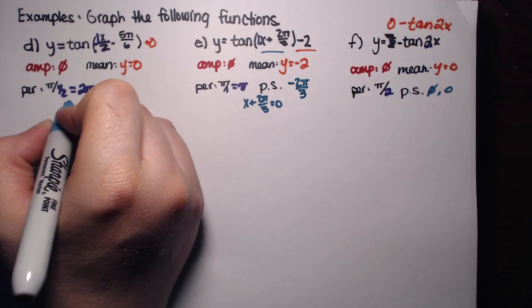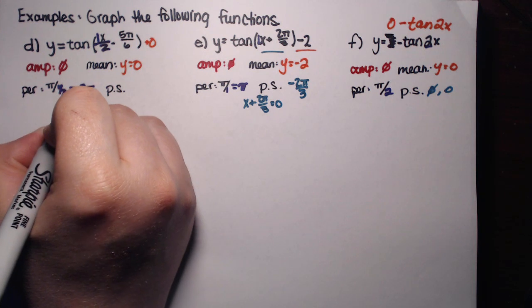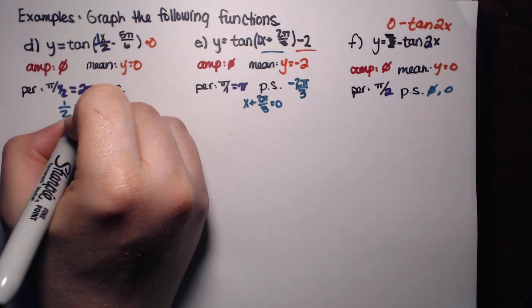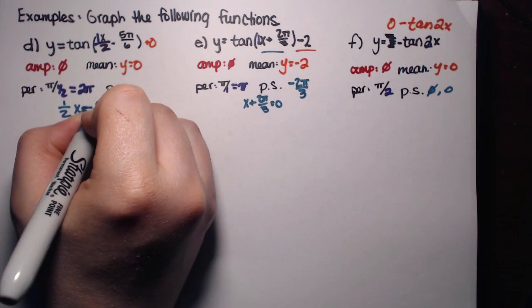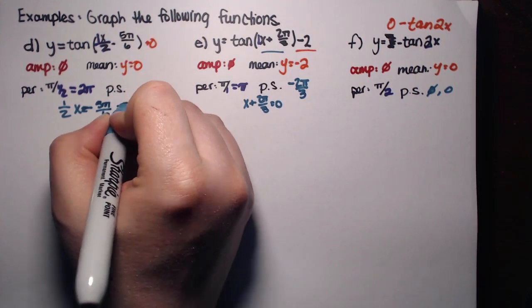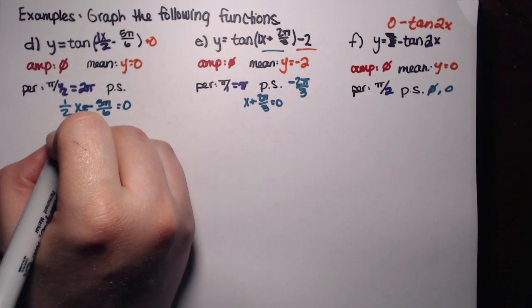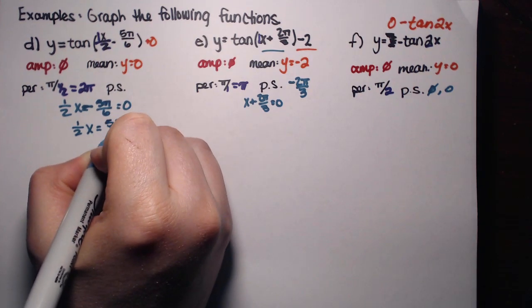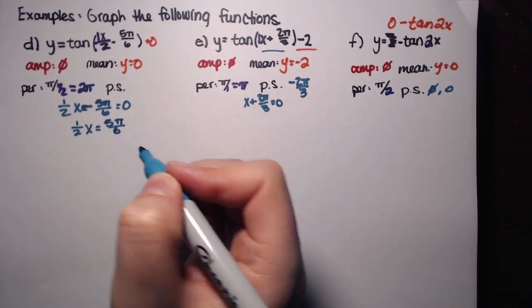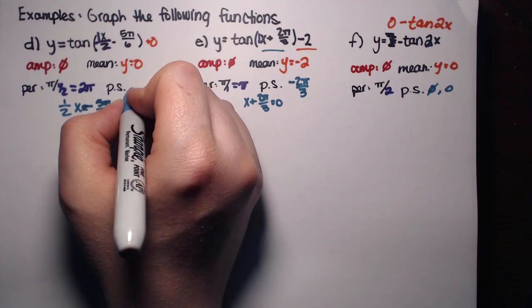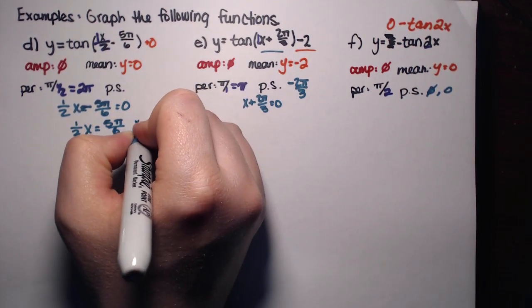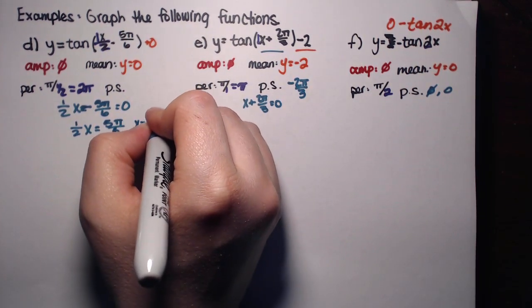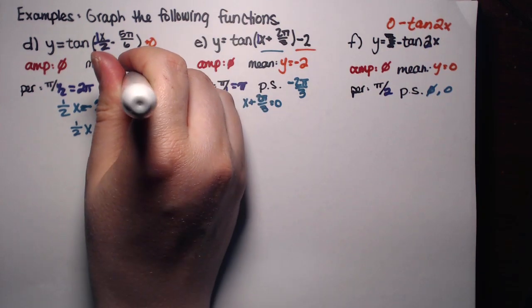On this one, 1/2 x minus 5 pi 6 equals 0. So I add that over and I get 1/2 x equals 5 pi 6 multiplied by 2, that's a 6, multiplied by 2, and I get x equals 5 pi thirds.